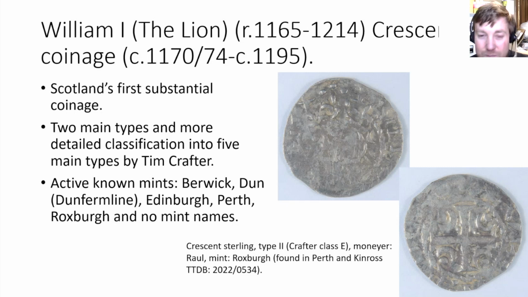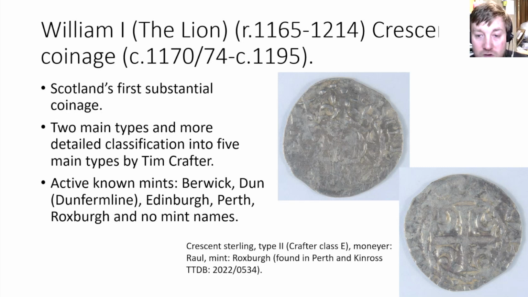We can have a guess at maybe where these coins with no mint names were minted, based on the moneyers that were named on them, where they were active. Chances are they were probably minted mostly at Roxburgh or Perth. And again, Tim Crafter has done detailed analysis on these coins. And it's interesting to note as well, with these crescent coins, for our English audience, we will not expect to find these in England. These coins do not circulate in England. In fact, the only one recorded example is from a site in North Wales, where it is just a fraction of one of these coins.